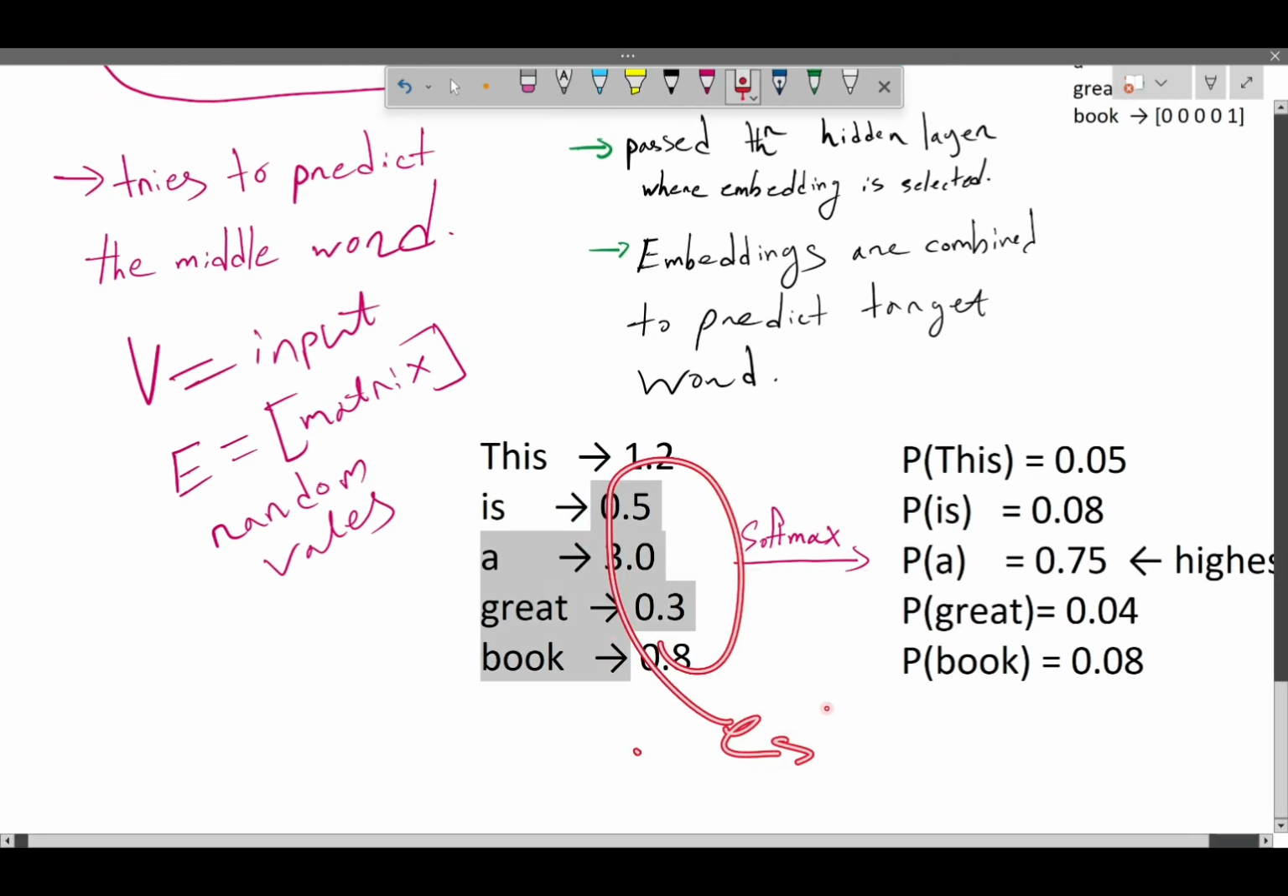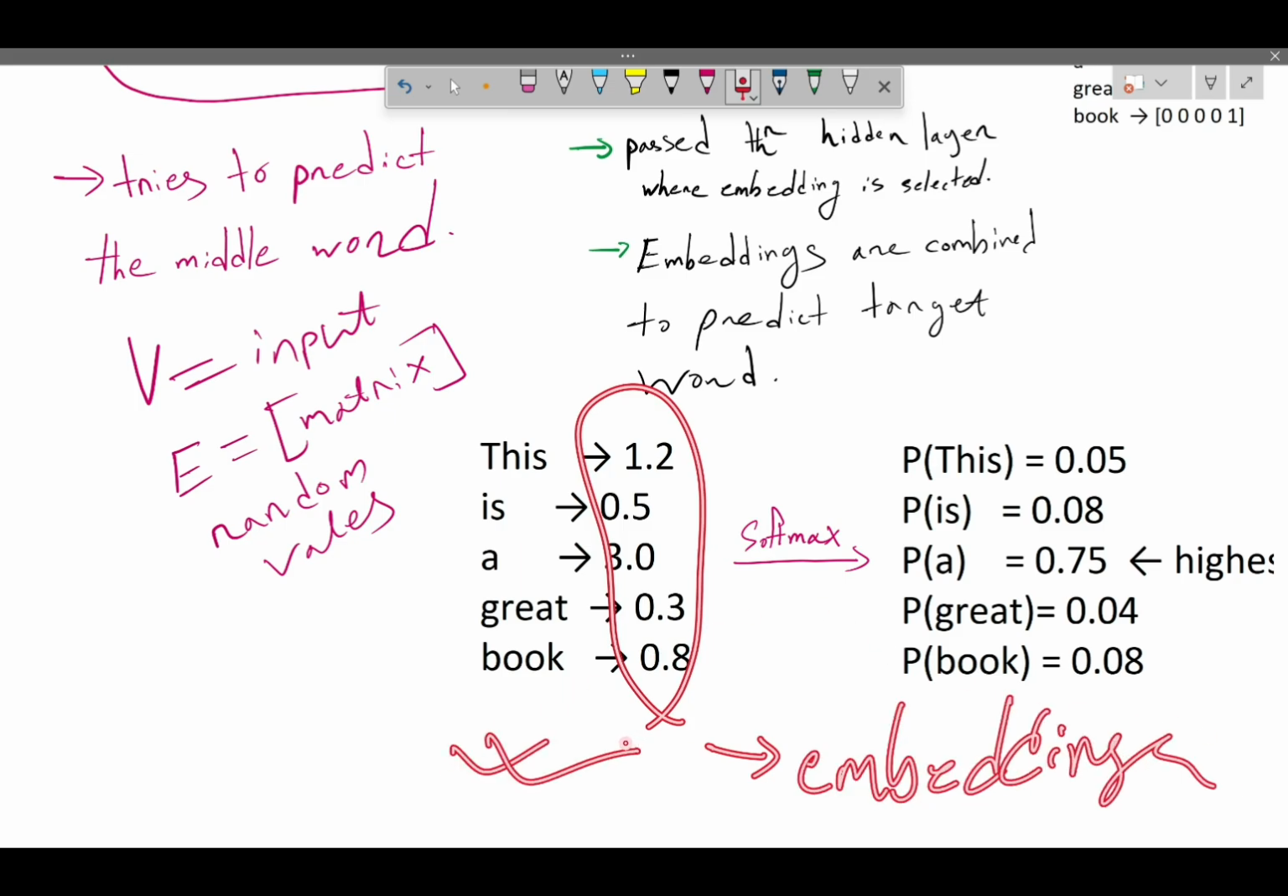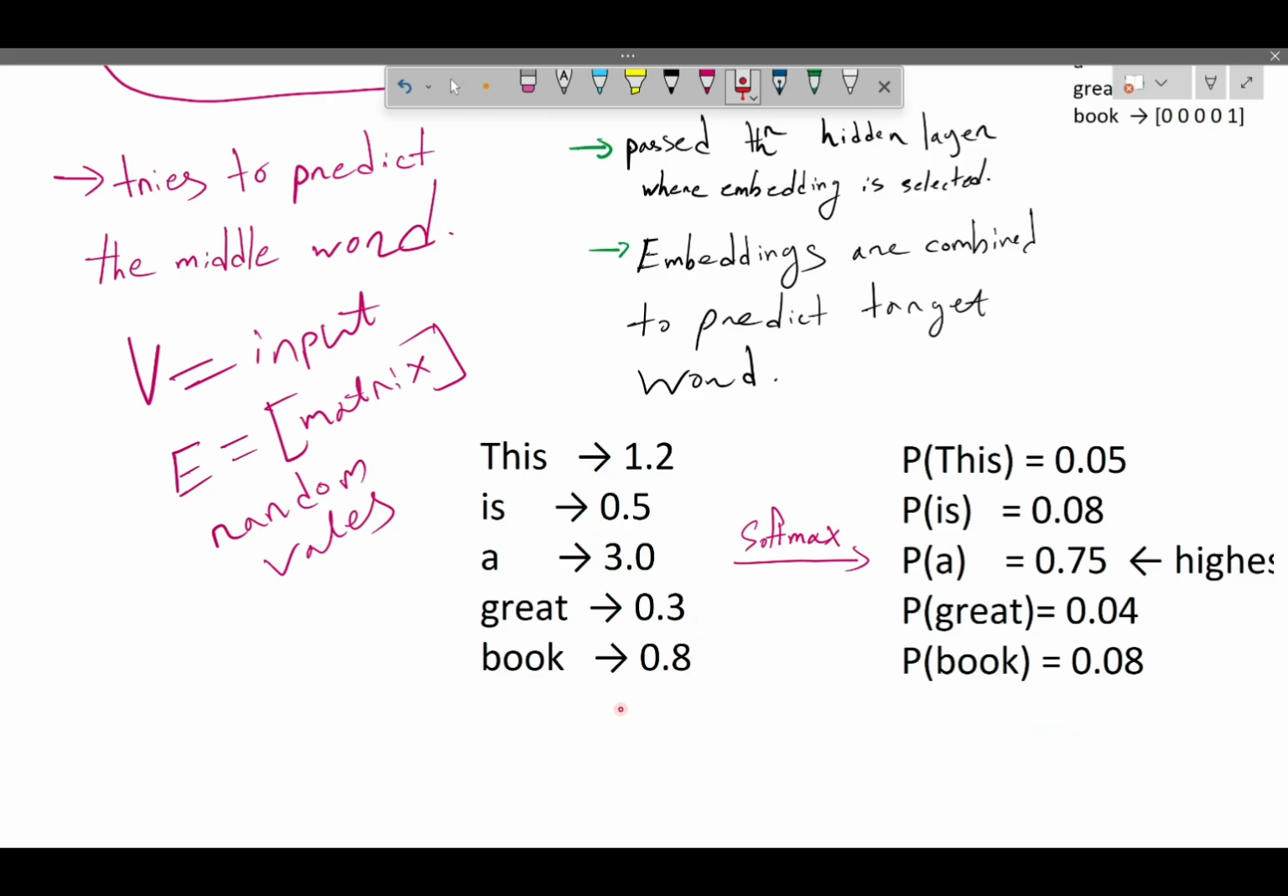Sorry, these are the embeddings. So here, these are the embeddings. So this is how embeddings work in machine learning.